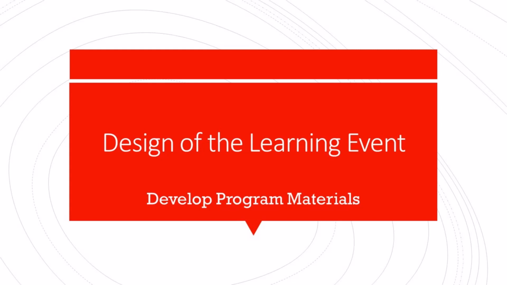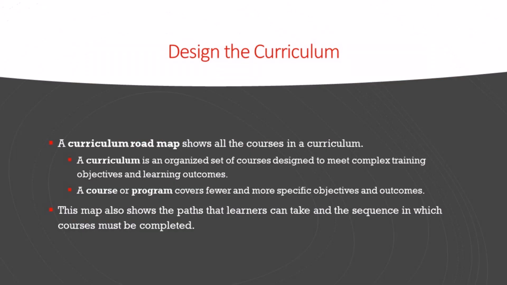In this lecture, we're going to explore some of the training materials that need to be developed for the learning event. Curriculum roadmaps and design documents are useful for decision makers. Lesson plans are useful for trainers, and syllabi are useful for trainees. To better understand what these materials look like, you can view examples on this Canvas page.